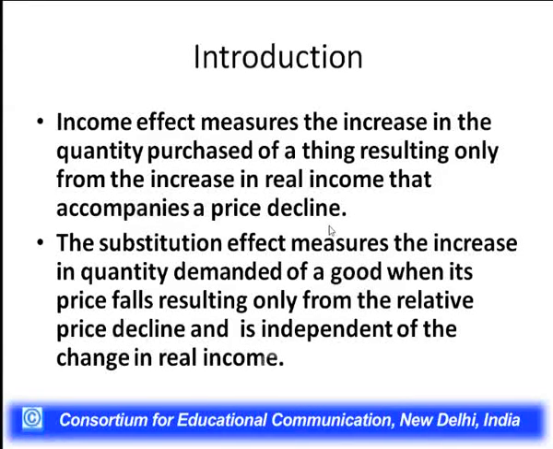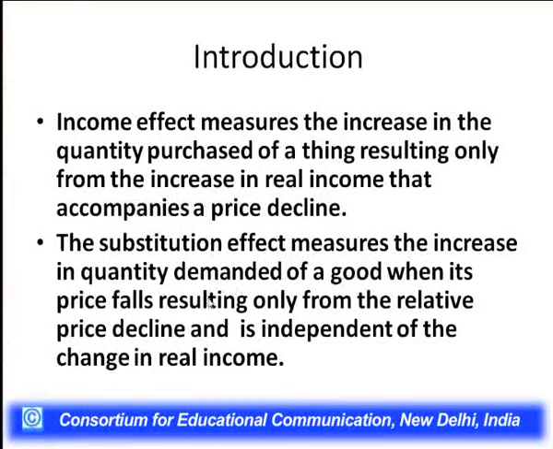The second effect is the substitution effect. And what is that? As the price of a commodity falls, it becomes cheaper as compared to the other commodity, and the cheaper commodity is always substituted for the costlier one. So this also raises the demand for the commodity, and this is known as the substitution effect. So we can say that substitution effect measures the increase in quantity demanded of a thing when its price falls, resulting only from relative price decline and is independent of the change in real income.